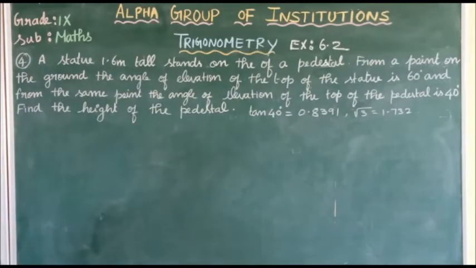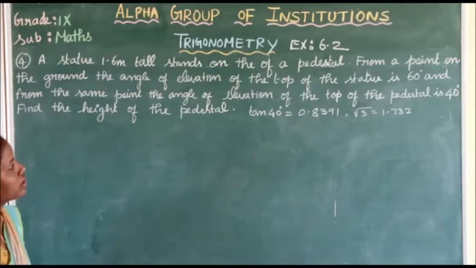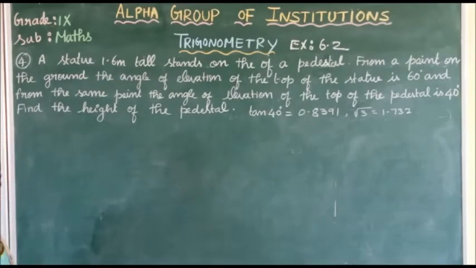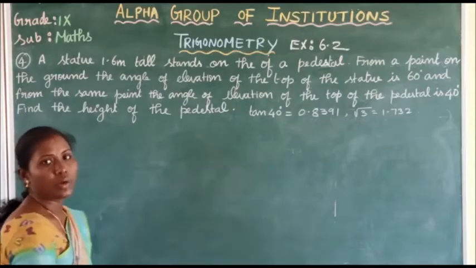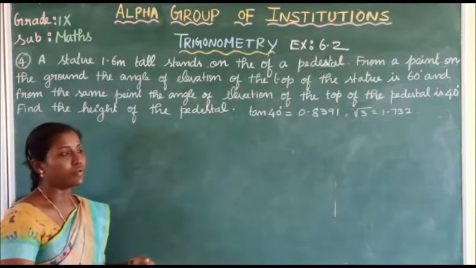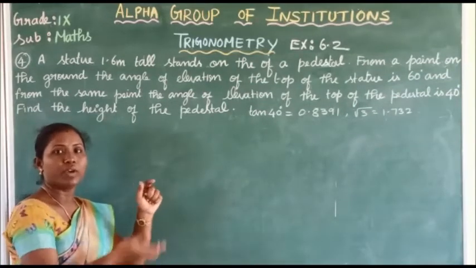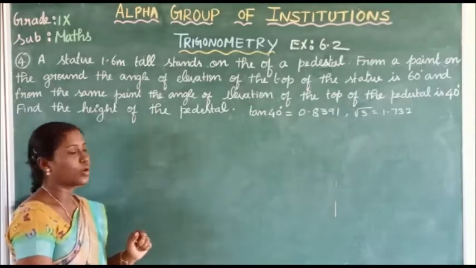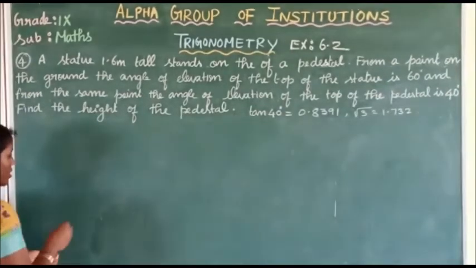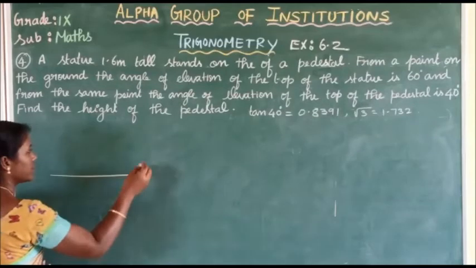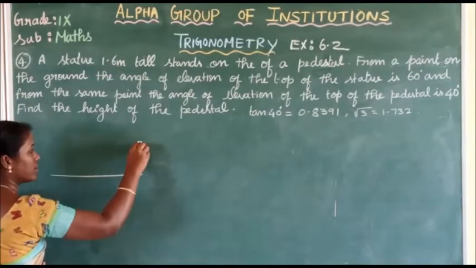A statue 1.6 meters tall stands on a pedestal. From a point on the ground, the angle of elevation of the top of the statue is 60 degrees, and from the same point the angle of elevation of the top of the pedestal is 40 degrees. Find the height of the pedestal. Okay, what is given in the question? From a point we are making a statue on the pedestal. So the base below the statue is the pedestal. If this is the ground level, there is a pedestal, and then there is a statue.